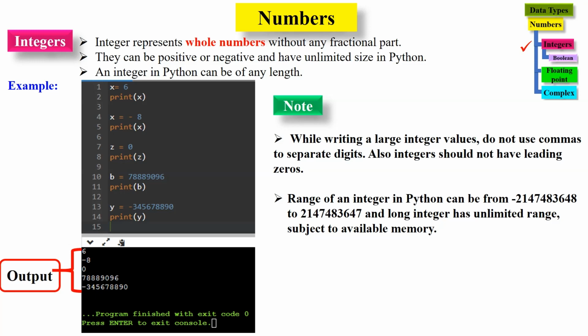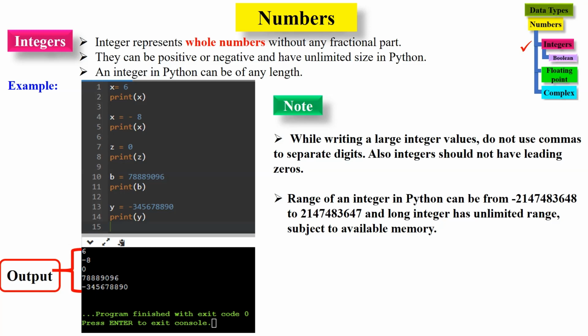In example 5, a variable named y is created and assigned the value -345678890. This means that the negative integer -345678890 is stored in the variable y. The print function is used to display the value of the variable y on the console. In this case, it will print the value -345678890 as output.